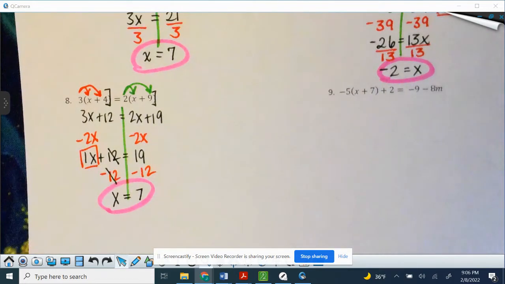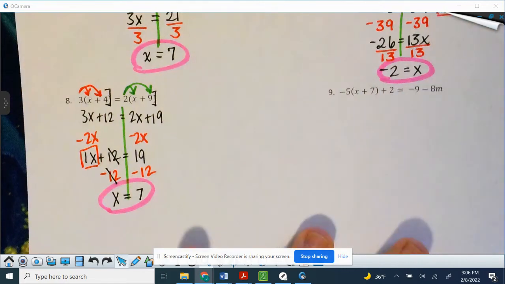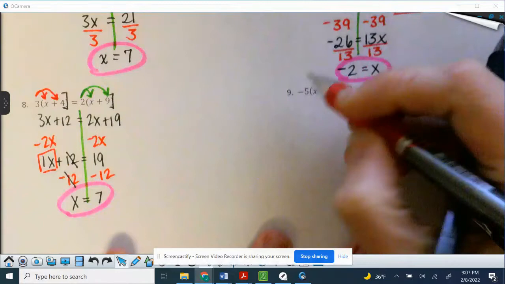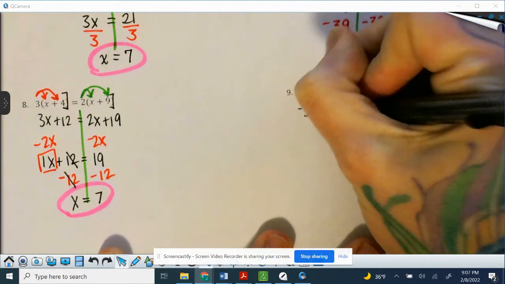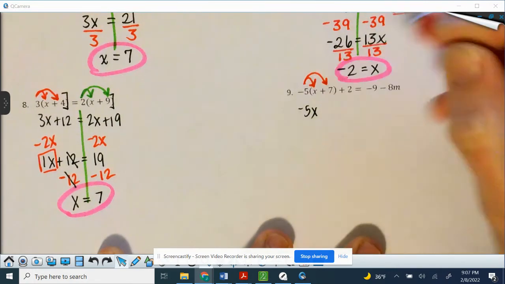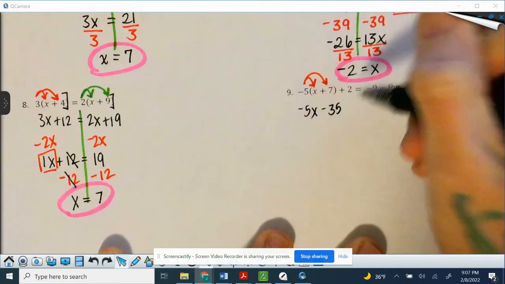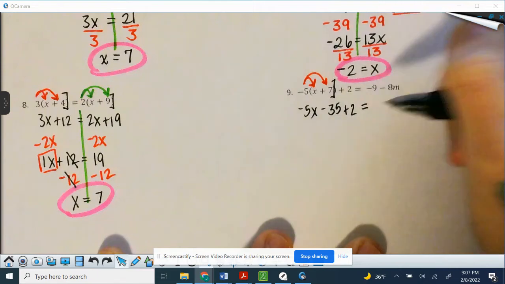All right, the next one, I challenge you to pause the video and try it yourself if you didn't already try it. So we need to distribute. We're going to distribute that negative 5 times x, which is going to be a negative 5x. And then we're going to do a negative 5 times 7, which is a negative 35. That's our big brick wall, so we're done with our distributions. We're just going to bring down, and then we're equals.